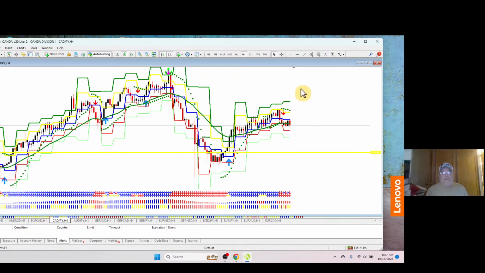Now we could have come back up to here on the CAD again. So again, it's like the Euro CAD, in no man's land. That yellow line right there is yearly support. See, it came down, closed below it. See, it was above it over here, had been for a while. Came down, closed below it, came back. Now we're going to come back and retest that. Yearly pivots are major support and resistance. They're like a magnet on there.